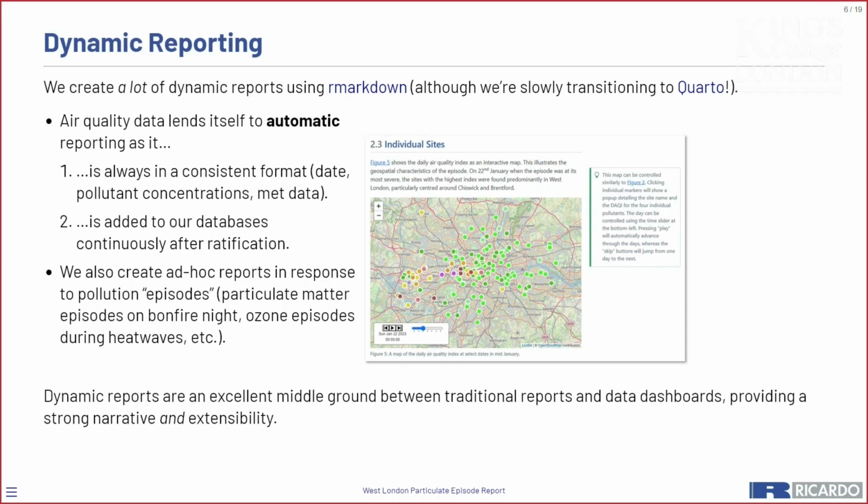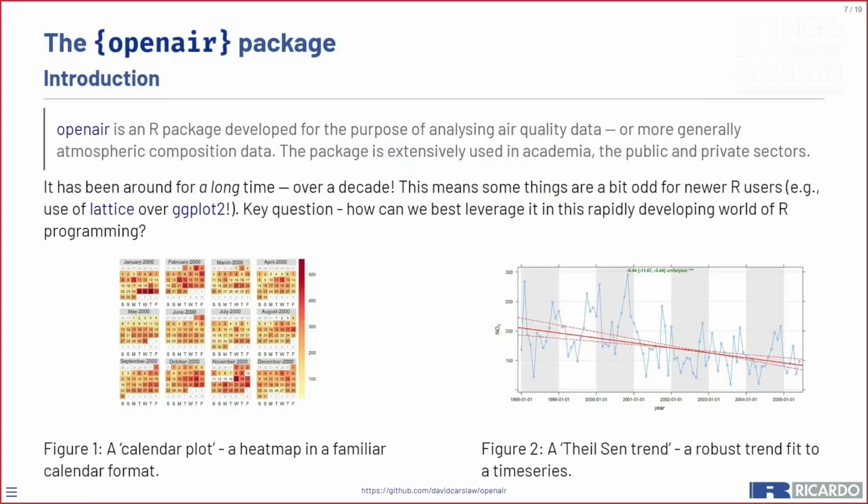We can also do more ad hoc reports in response to what are called pollution episodes. That's a one-off situation where the air gets really bad. That could be, for example, particulate matter on firework night or bonfire night, because of course all that beautiful soot has to go somewhere and it can be breathed in, or even ozone episodes during heat waves and in various situations like that. I'm not going to go into detail about that. If you do open this on your own computer, you can click through that and read the full report if you'd like to. It's a nice example.